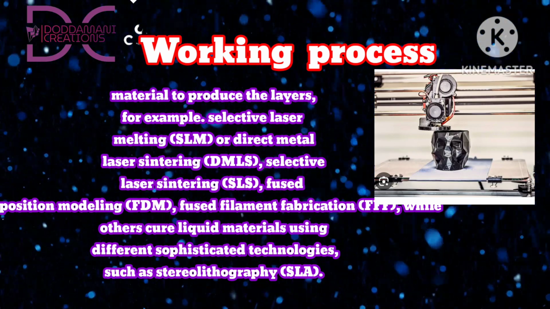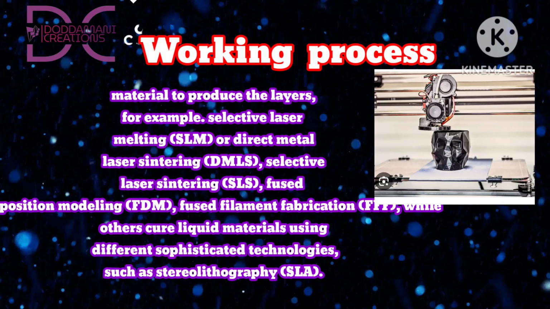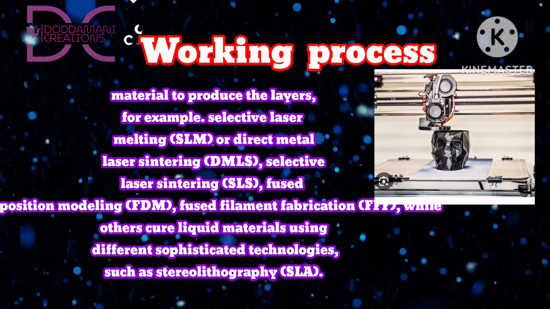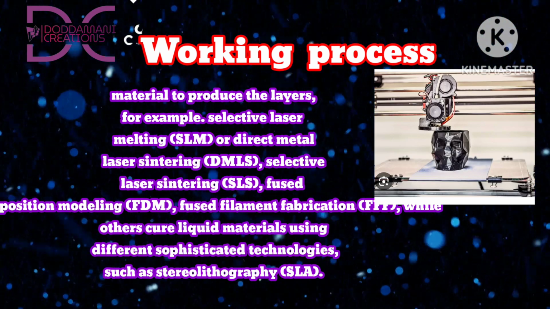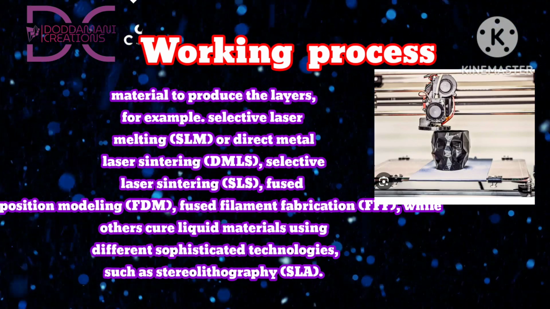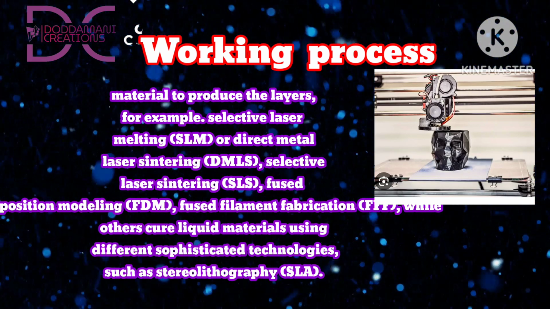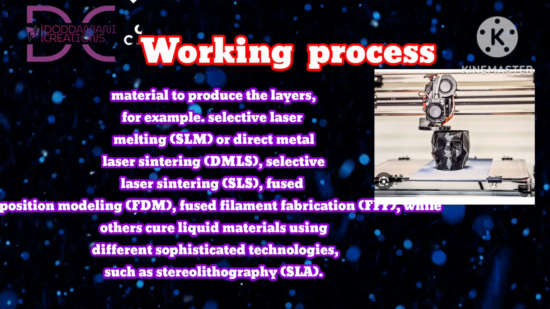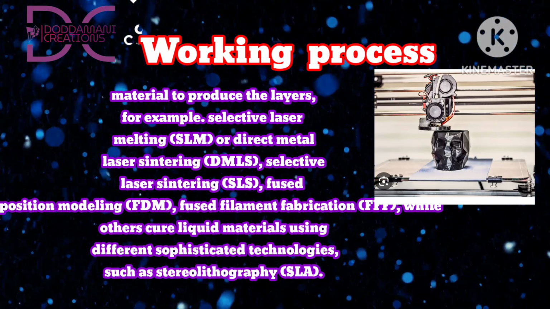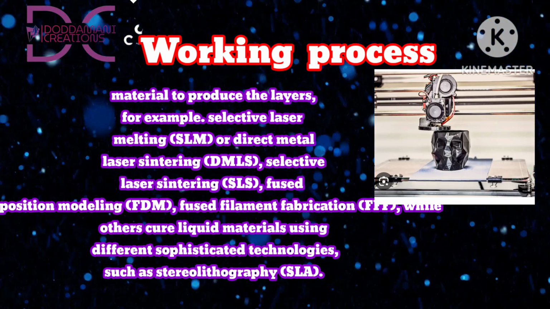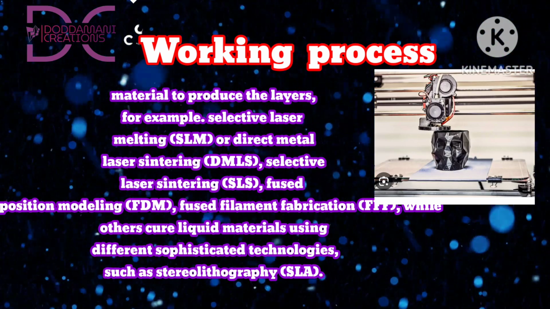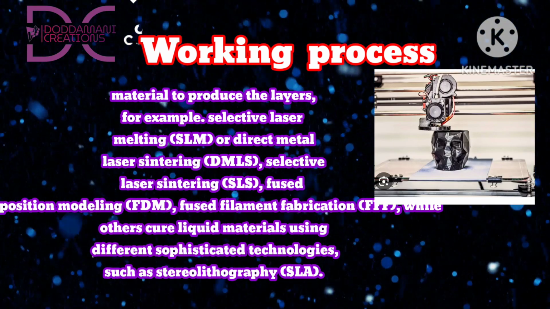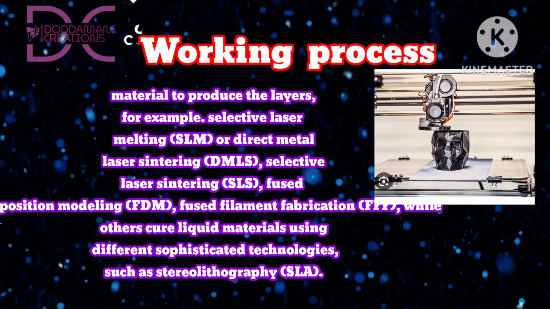Some methods melt or soften the material to produce the layers, for example selective laser melting (SLM) or direct metal laser sintering (DMLS), selective laser sintering (SLS), fused deposition modeling (FDM), or fused filament fabrication (FFF). While other methods cure liquid materials using different sophisticated technologies such as stereolithography (SLA) and laminated object manufacturing (LOM). This is the main process of 3D printing.